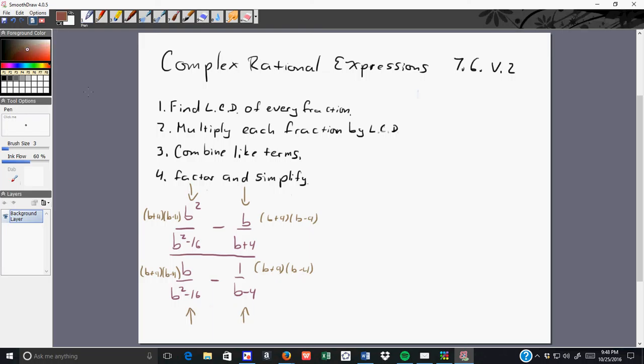When I do that, my b squared minus 16 will cancel out with this, and I'm left with b squared. b plus 4 will cancel out with b plus 4, and it's minus, because I have my minus sign, and I have to distribute, and I get b squared minus 4b over, and look what happens down here.